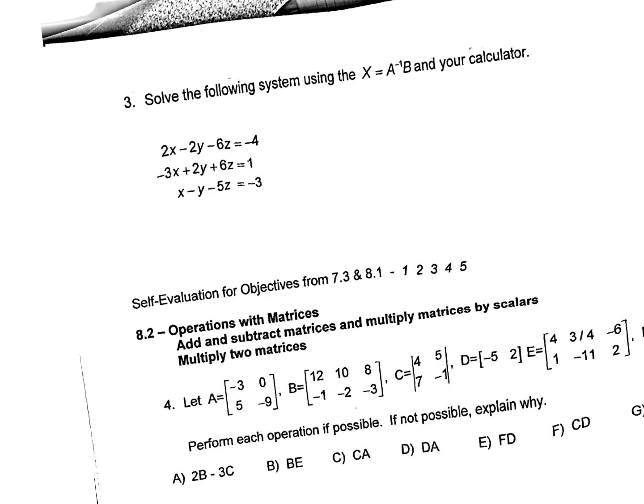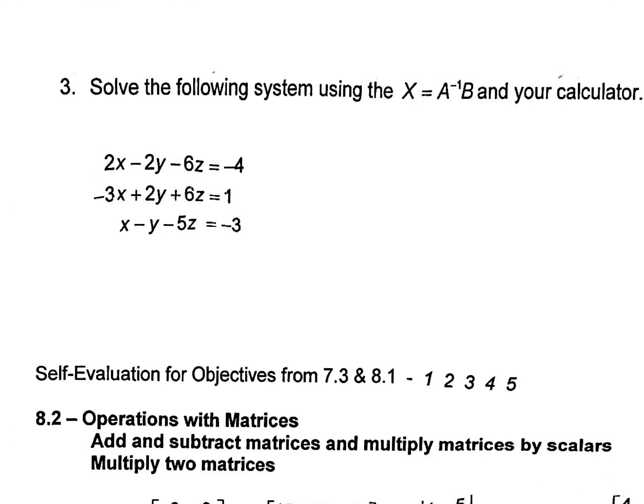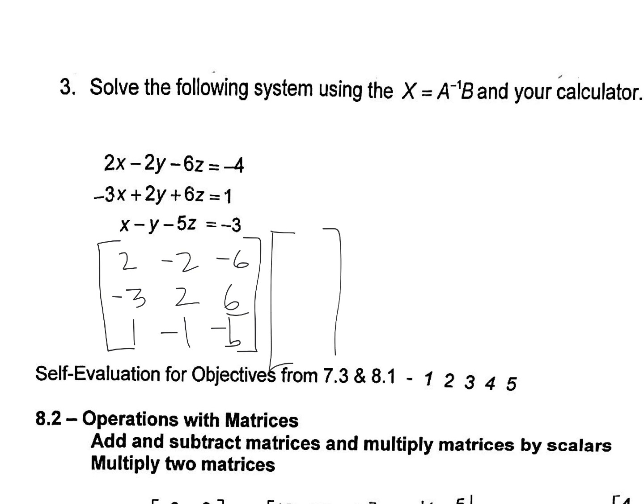Alright, so solving a system using A inverse B. So first, if I wrote out this in matrix form, so I write my coefficient matrix. -5, there we go, sorry, it's kind of an ugly 5. And then this is our x, y, z matrix. I'm going to explain this after I write this out. -4, 1, -3. This is the matrix form.